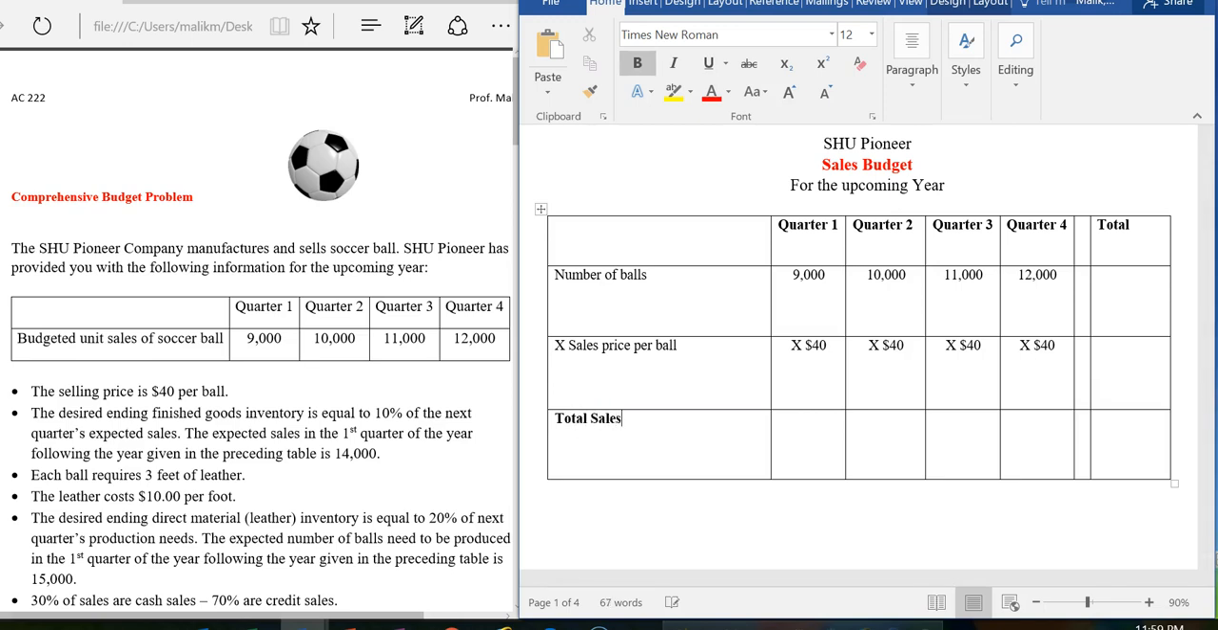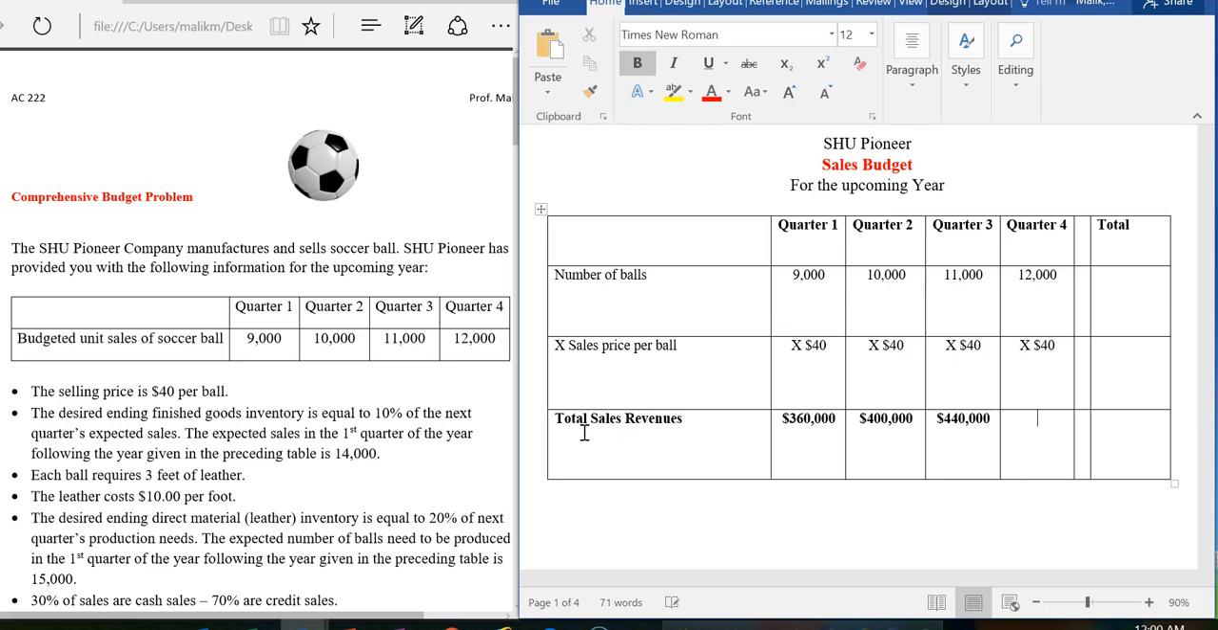So let's do the total sales revenue. If you multiply these two, 9,000 times 40, what I got is 360,000. Please do it with me. For quarter two, 10,000 times 40, and I got 400,000. For quarter three, 11,000 times 40, and I got 440,000.